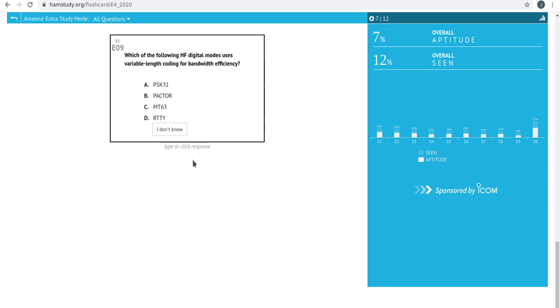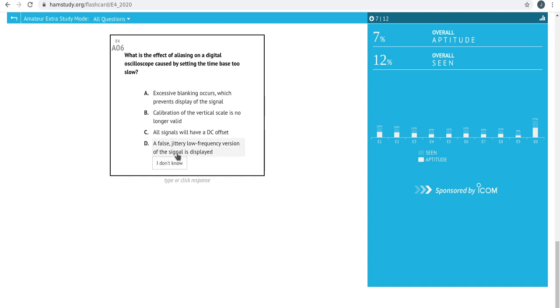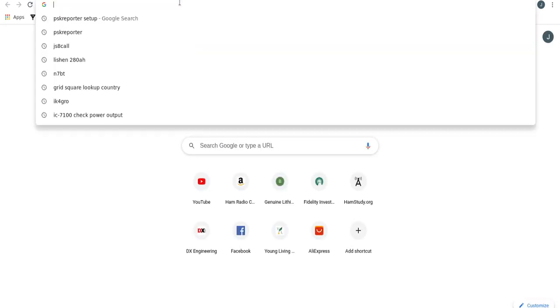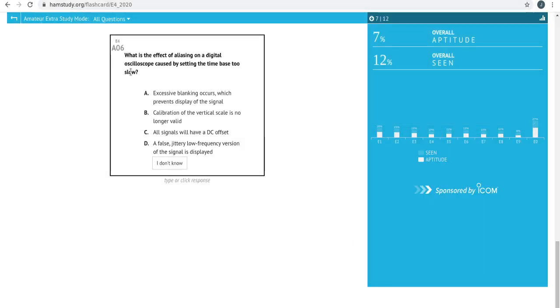Which of the following HF digital modes uses variable, and we already did this one, PSK31. Hold on. Can you go back one? No, nope. I wanted to read the exact wording. It's okay. We'll continue.